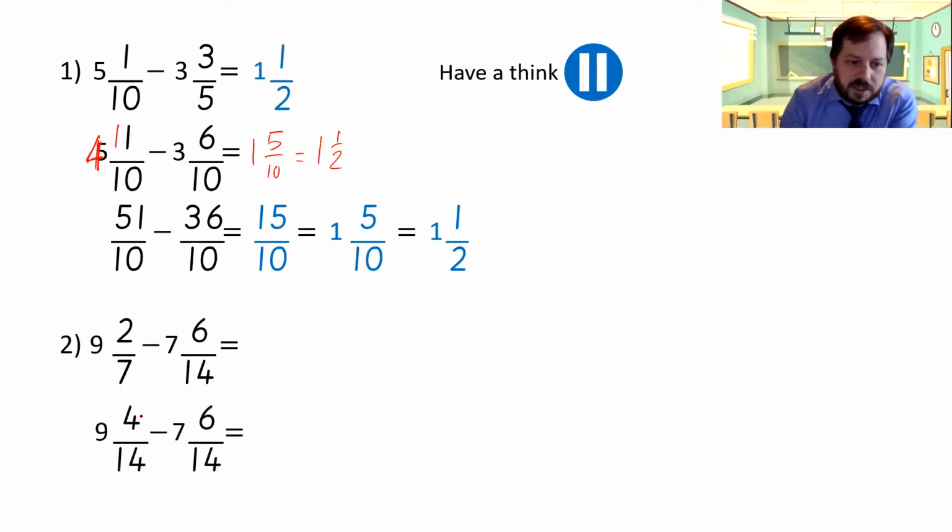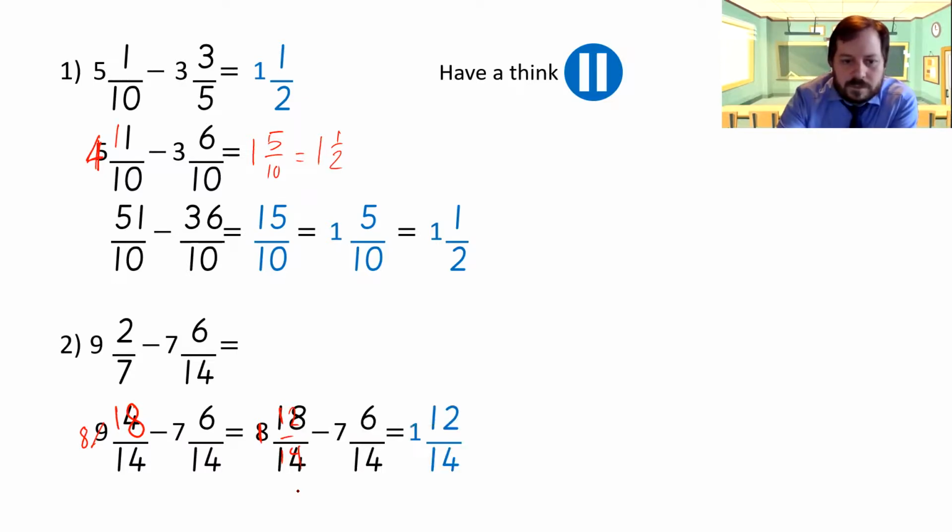Well, first off, change it all into the same denominator. We don't have enough, so we'll take 1 off of there and add 14 on, making this into 18, and then we can complete it. 8 minus 7 is 1, 18 minus 6 is 12. And there we have the answer. Okay. And then you can simplify it. Both can be divided by 2 to get 6/7.